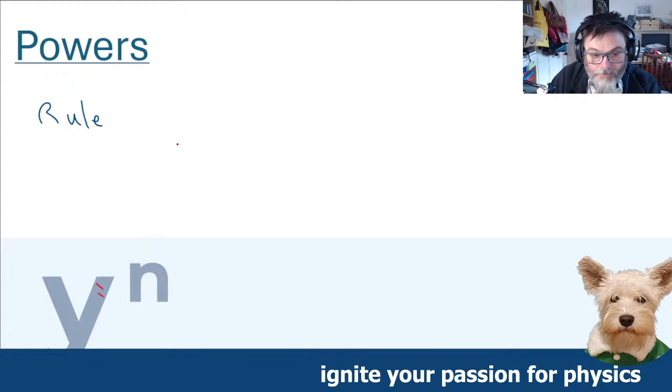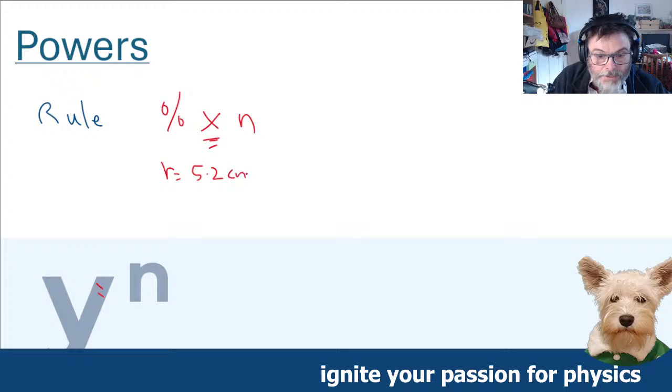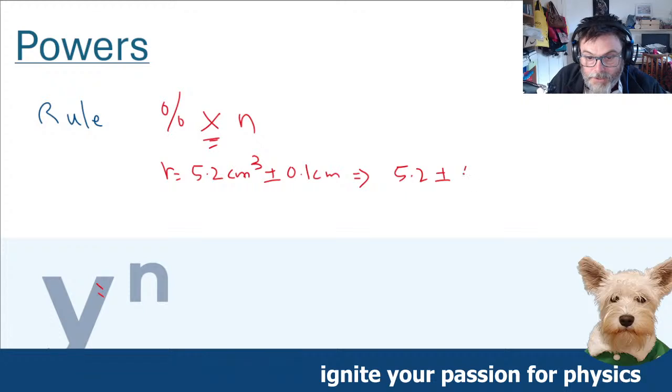The best way is to think of an example really. So for this we take percentage errors times n. So let's do an example. Suppose we have a radius of 5.2 centimeters plus or minus 0.1 centimeter. Again, notice it's an absolute value. So the first thing you've got to do with that is convert it to a percent. So 5.2 plus or minus 0.1.